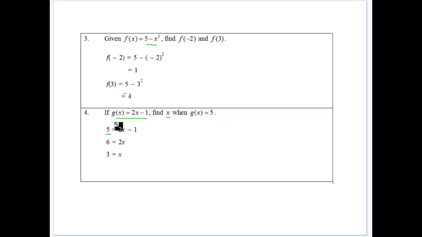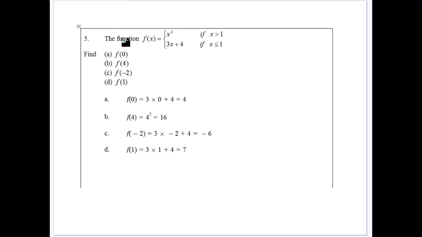So I substitute g of x being equal to 5, and then solve for x gives us x is equal to 3. So if we put x in there, we get 2 times 3 minus 1 gives us 5. Yep, that would be right. So just a different play on what we're doing there.